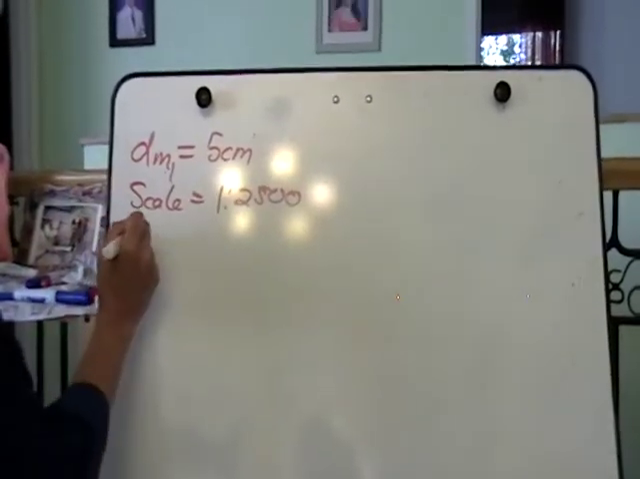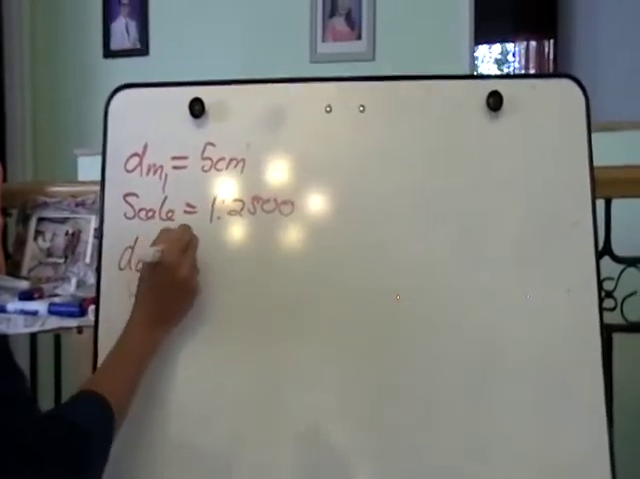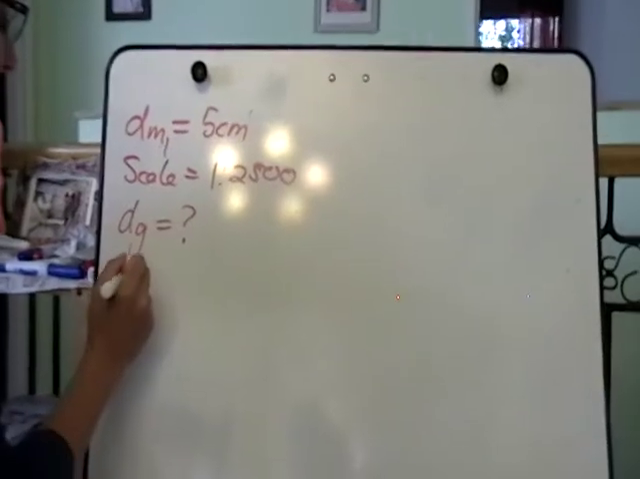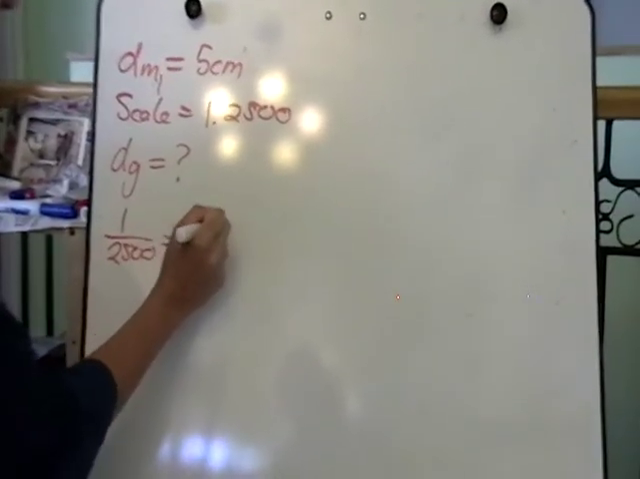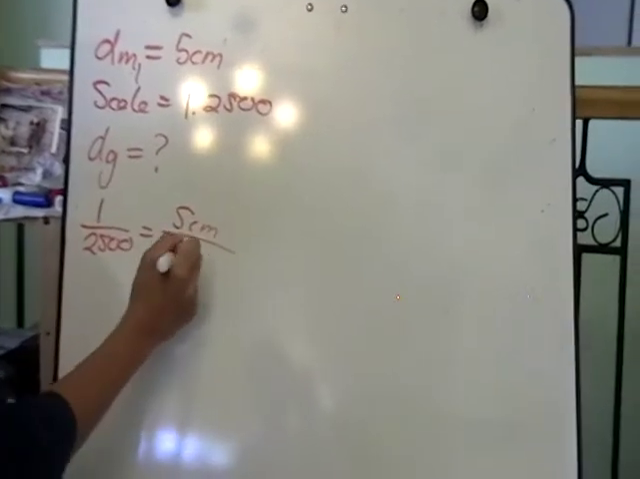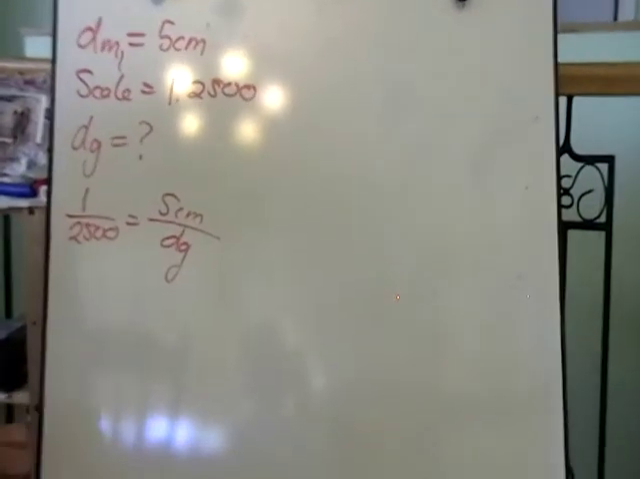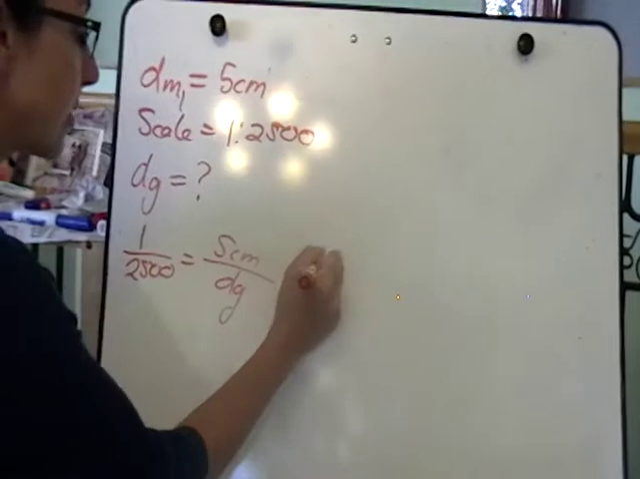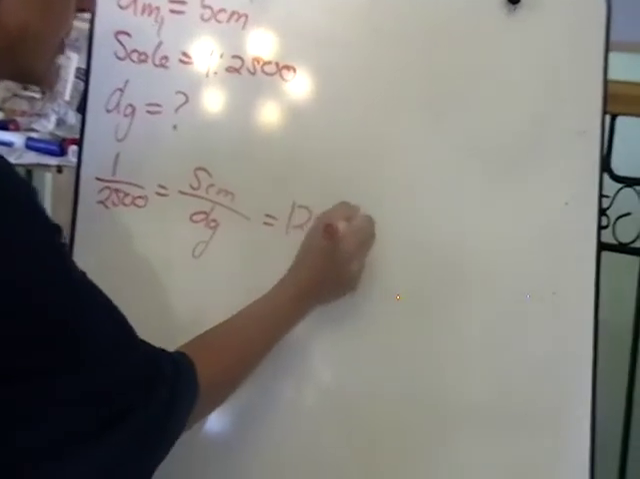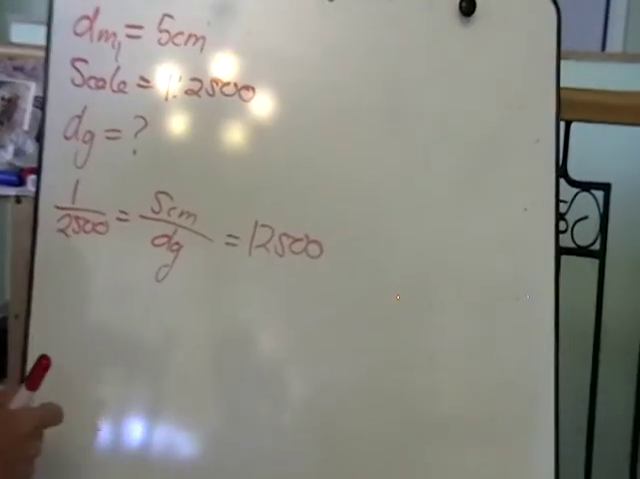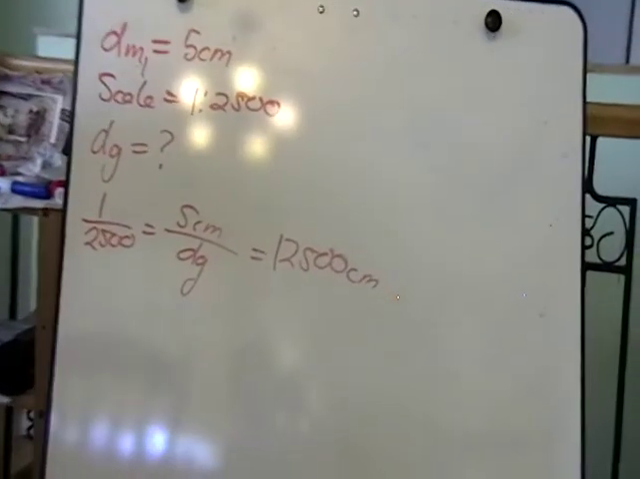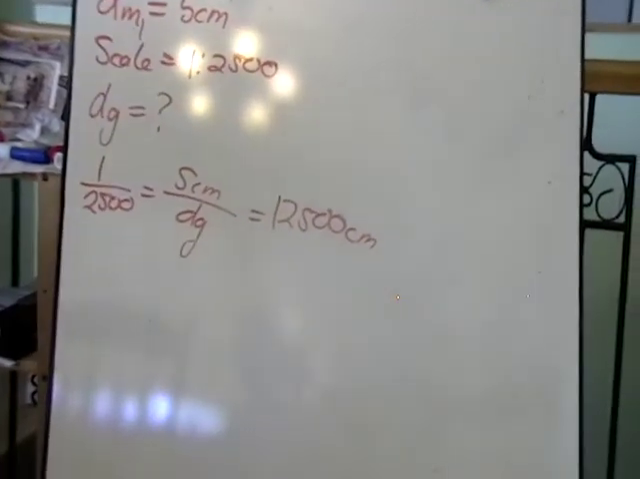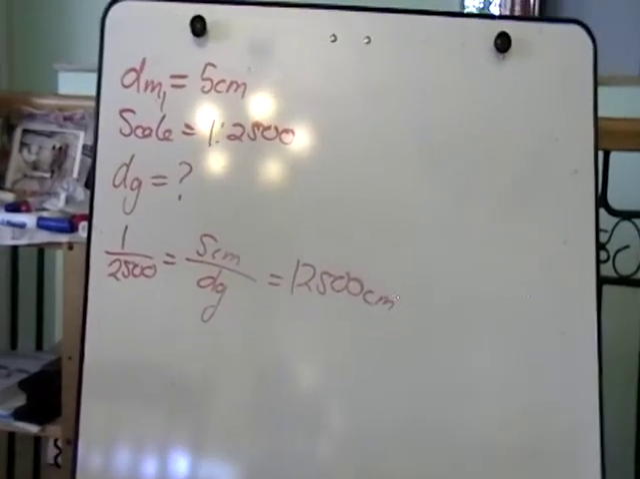So what I'm going to do with my ground distance, I need to calculate that. So I have 1 over 2,500, which equals 5 centimeters, divided by DG. So the DG is 12,500, right? Yes, centimeters, which is approximately 125 meters, which makes sense for a building, like a commercial building.